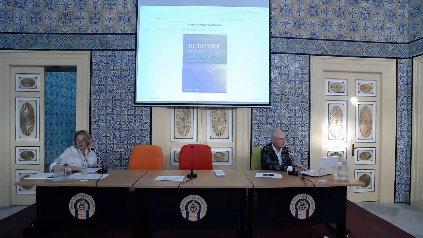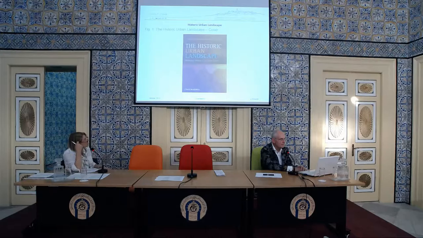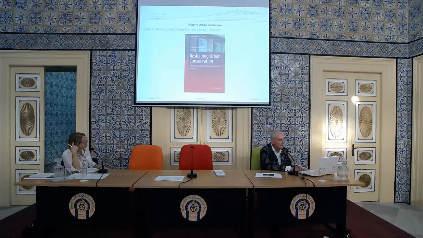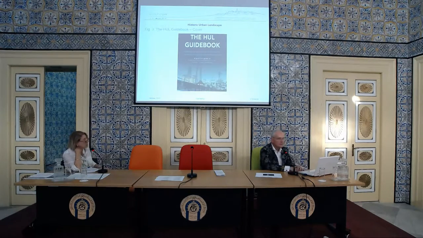Okay, the slides show three important books about this. The first one is Historic Urban Landscape, Managing Heritage in an Urban Century. It was written by Francesco Bandarin, who was a very important person of UNESCO, and Ron van Oers, who died one year ago. The second one is from Ana Pereira Roders and also from Francesco Bandarin. It's called Reshaping Urban Conservation, the Historic Urban Landscape Approach in Action. The third one is an HUL guidebook, Managing Heritage in Dynamic and Constantly Changing Urban Environments.